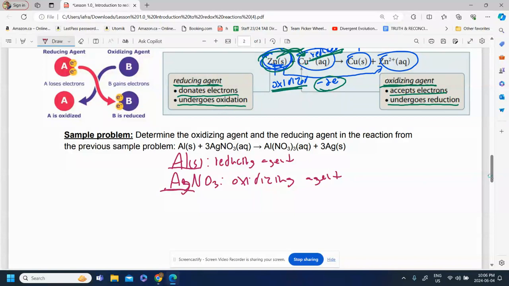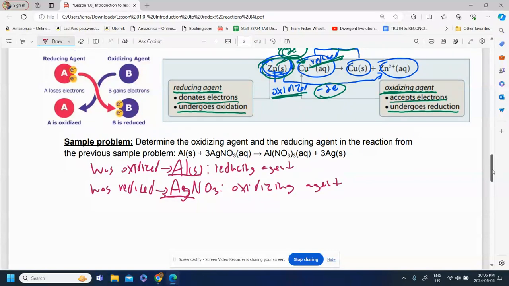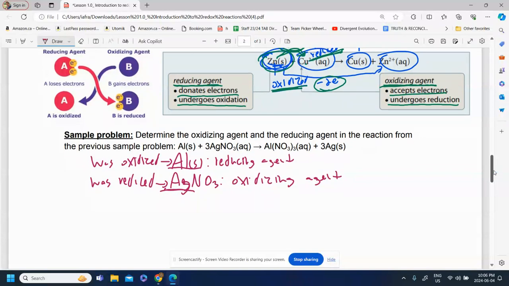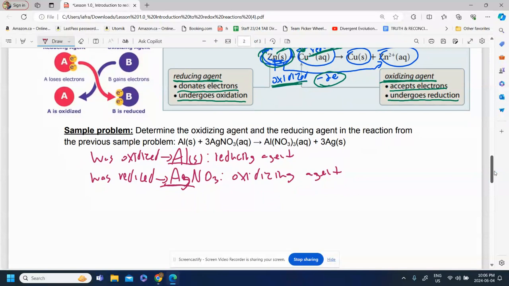So we can say that Al, the aluminum, was oxidized, making it the reducing agent. This was reduced, making it the oxidizing agent. So if you have to find agents, reducing and oxidizing agents, your first step would be to find what was oxidized, what was reduced, and then think of it sort of the opposite. The one that was oxidized is the reducing agent, the one that was reduced is the oxidizing agent, because of what they have to do in order to become oxidized and reduced.